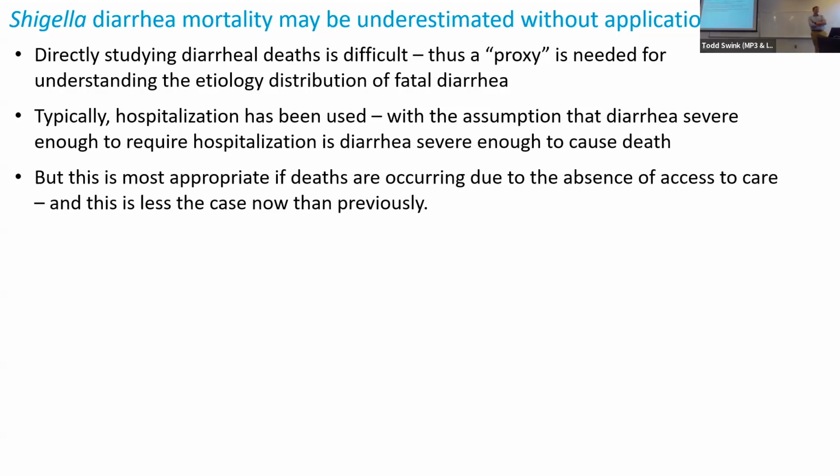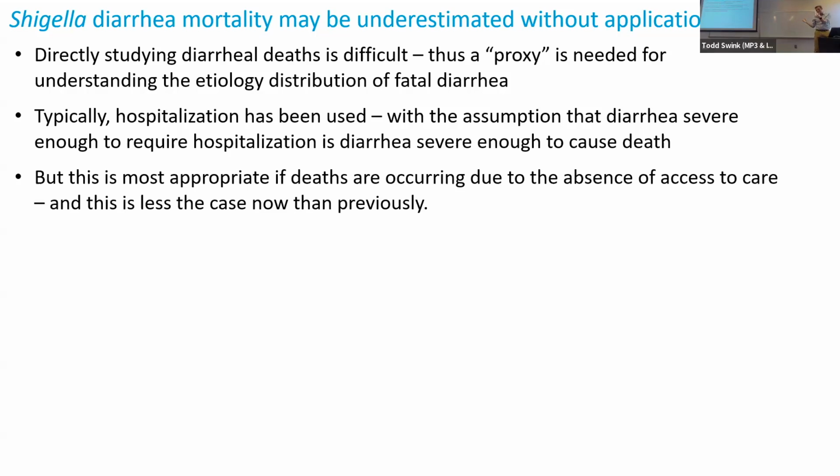So what has typically been done instead is to say we need a proxy. By proxy, we need a subset of diarrhea that we can study and say, what are the causes of this diarrhea? And we can reasonably infer that that's the causes of diarrheal deaths. And the argument was made, and it's kind of been adhered to, that hospitalization is the best available proxy. So diarrhea severe enough to require hospitalization, need an IV to get rehydrated, if you don't present to care, is the sort of diarrhea that's severe enough that you could die of it.